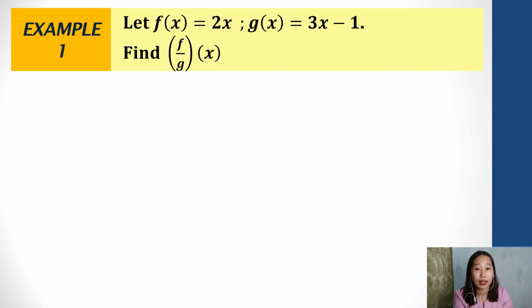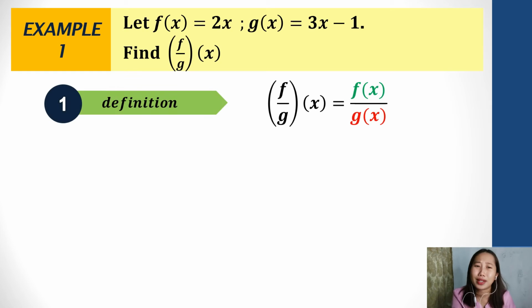Okay, example number 1 is to let f of x equals 2x and g of x equals 3x minus 1, and find f over g of x. So, syempre, from addition, subtraction, multiplication, we follow certain steps. Dito sa division, we follow certain steps pa rin para mas systematic yung pagsagot natin.